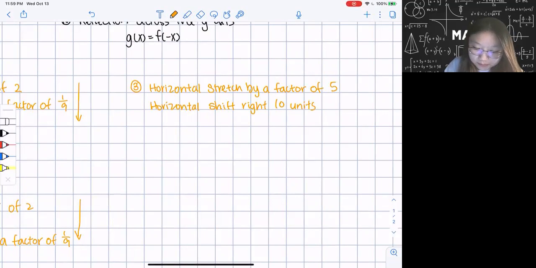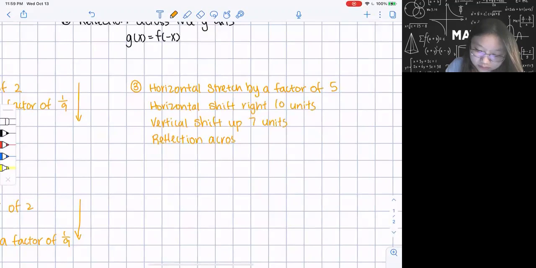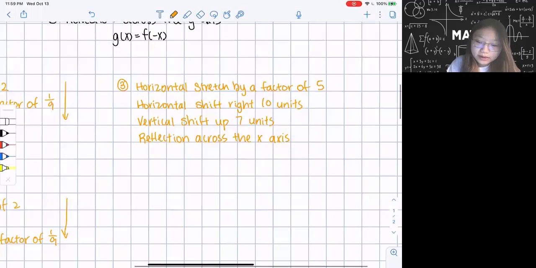And then I'm gonna have a vertical shift up, let's see, 7 units. And then this last one is gonna be tricky, which is reflection across the x-axis. So you will see why I'm saying this is tricky. Okay, so let's see. How can I write my g of x?